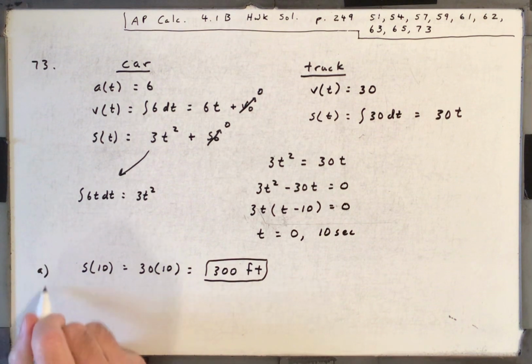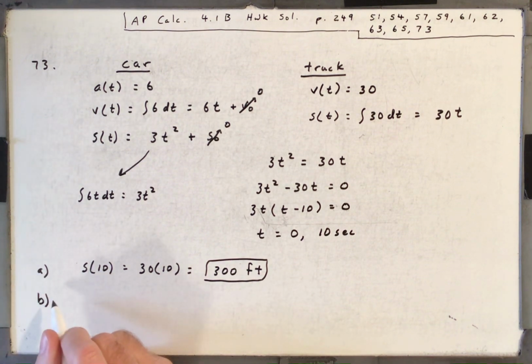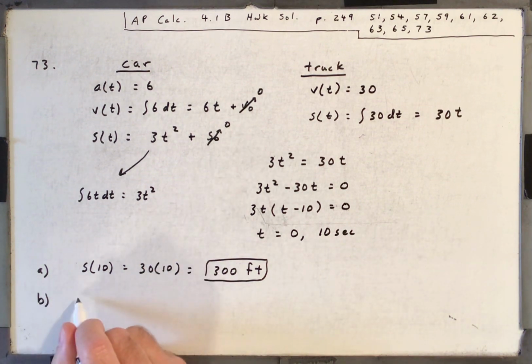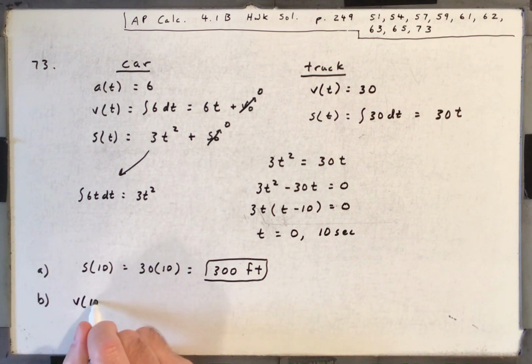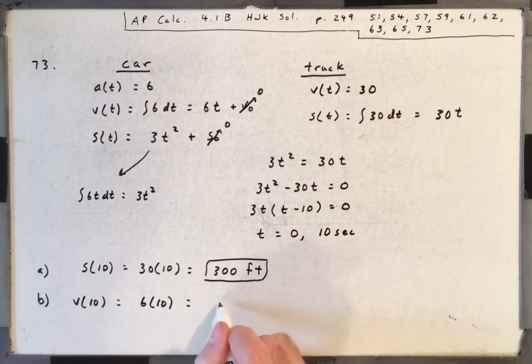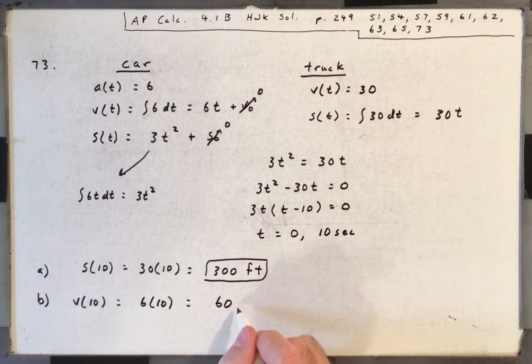So that's part A. And then part B, how fast will the car be traveling when it passes the truck? Well, our velocity at 10 is just 6 times 10, which would be 60 feet per second.